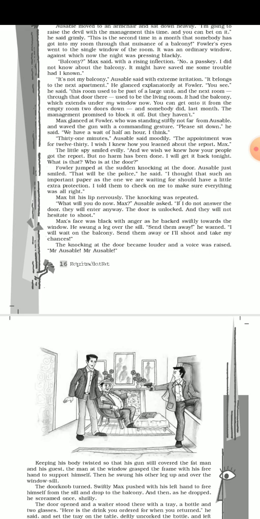"I will wait on the balcony. Send them away or I'll shoot and take my chances." Max again threatens Fowler and Ozable. He threatens them, right? He angrily asks them to send away the policeman or else he will shoot both of them. So that's why he said that he will wait for them on the balcony. Submit me that report as soon as possible or else I would shoot both of you.